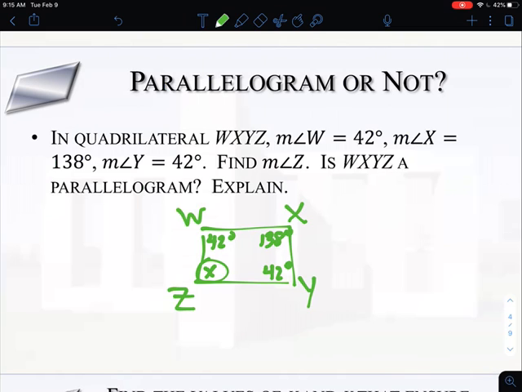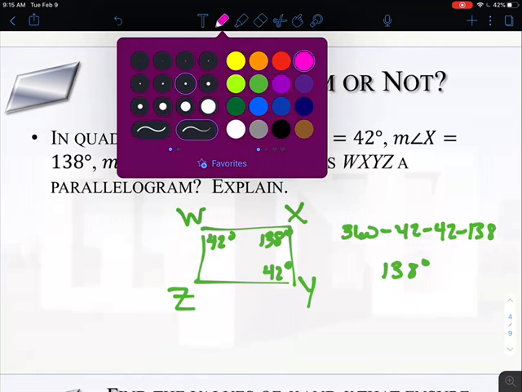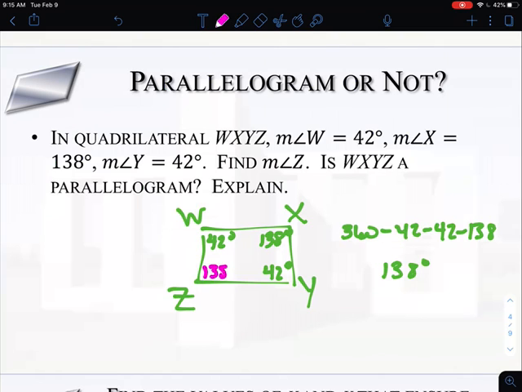And so to do that, I need to take 360 minus the 3 angles they've given me so far, so minus 42, and minus 138. And when I take all of that away, I get a total of 138 degrees. And so what we have here is that this angle that we just calculated is 138 degrees.